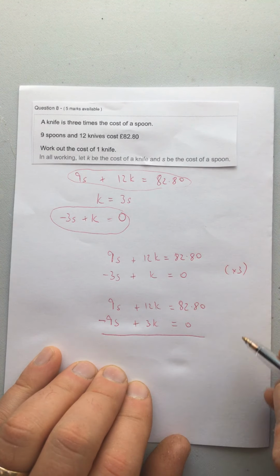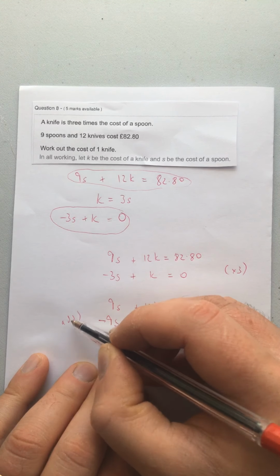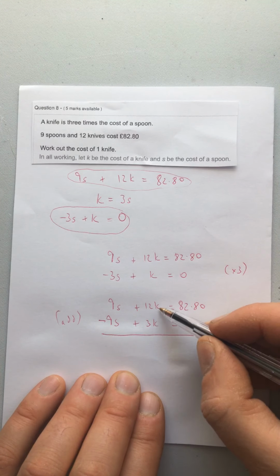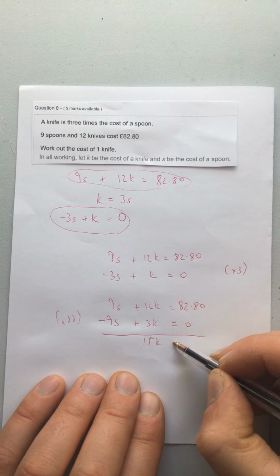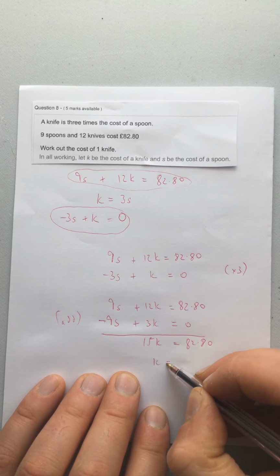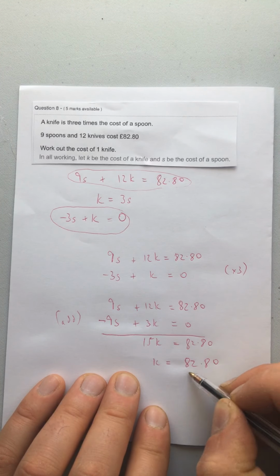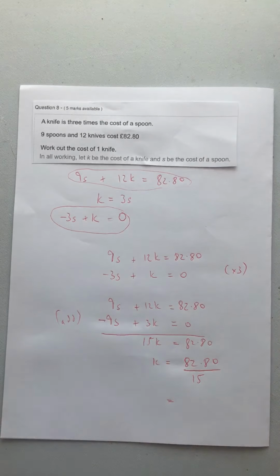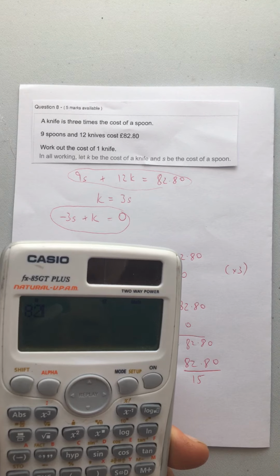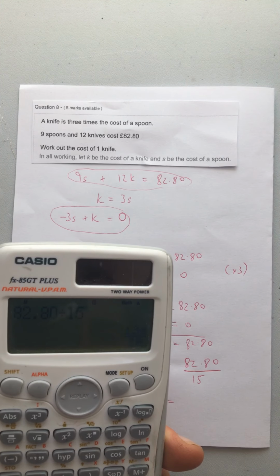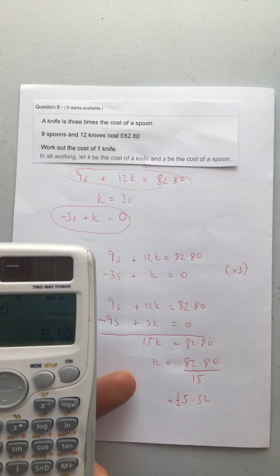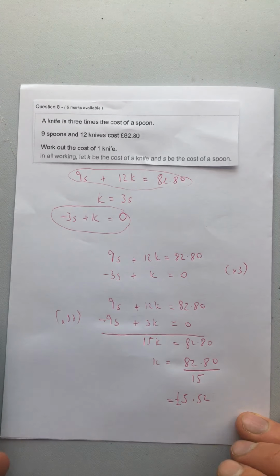Now if I combine these all together, I'm adding on this bit, 9S plus minus 9S is nothing, they cancel each other out. 12K plus 3K is 15K, and then £82.80 plus 0 is just £82.80. So then I can say K is equal to £82.80 divided by 15. Now I can use the calculator on this, and it turns out that £82.80 divided by 15 is equal to £5.52. Now it would be nice to do a little bit of a check, wouldn't it?